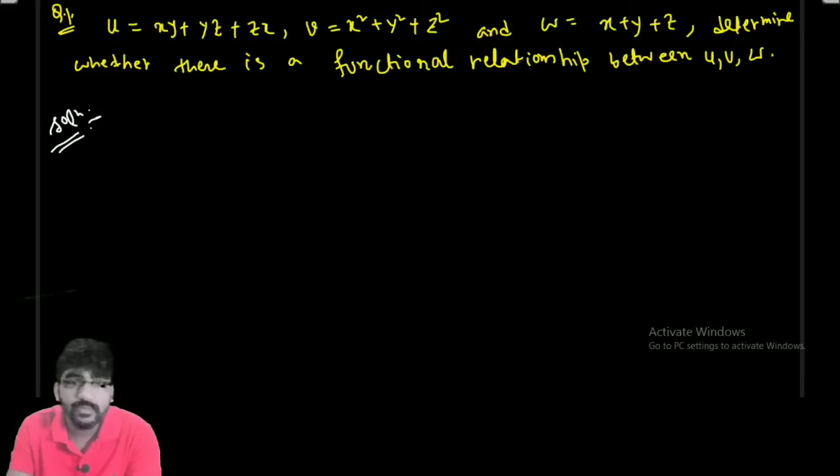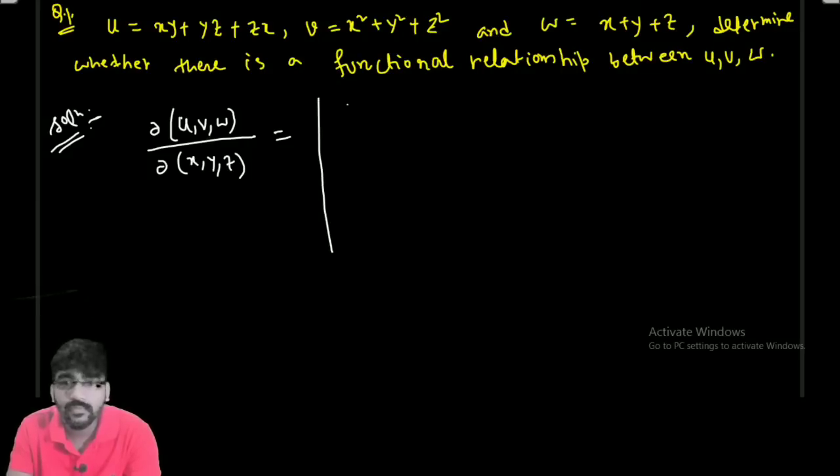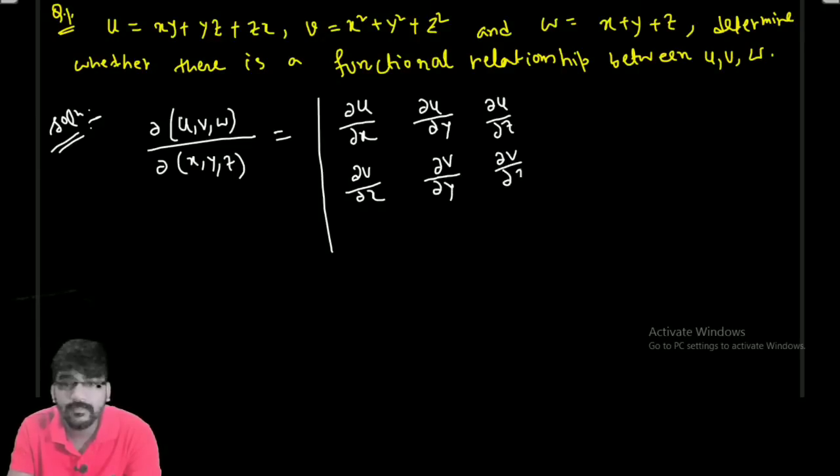So what will be the Jacobian? The Jacobian is del(u,v,w) upon del(x,y,z), and you know the definition: the determinant with rows del u del x, del u del y, del u del z; del v del x, del v del y, del v del z; similarly del w del x, del w del y, del w del z.